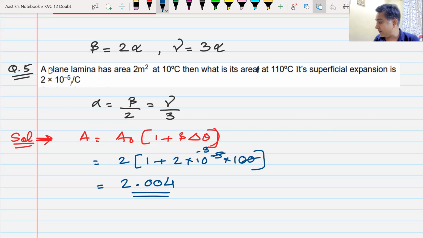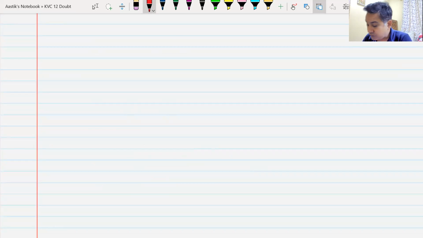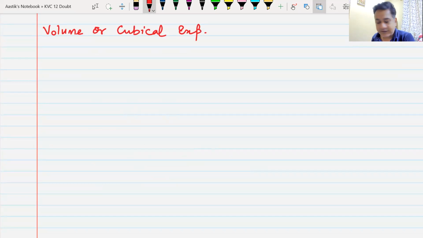I hope you have done that, everyone. Got the answers? Shall we move on to the third one? Third one is volume expansion for solids. For solids, it is also known as cubical expansion. Volume or cubical expansion of solids.